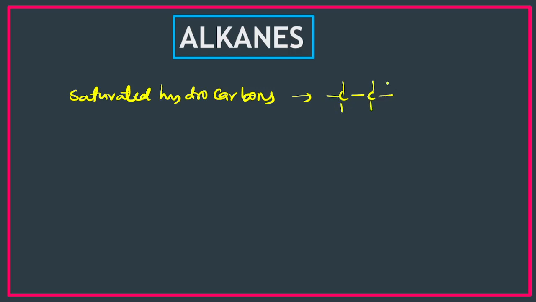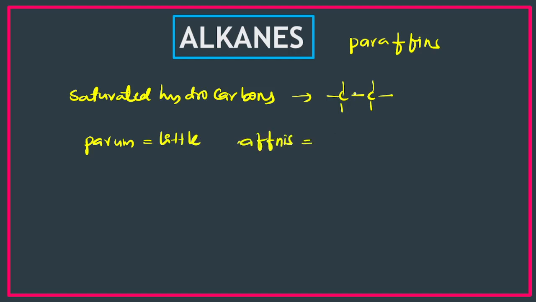Alkanes are also known as paraffins. What does paraffin mean? Parum means little, and affinis means affinity. These are less reactive.